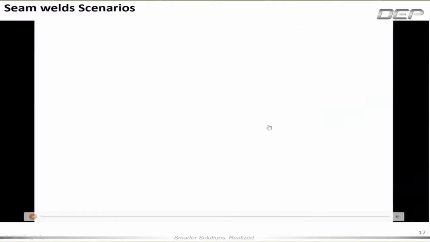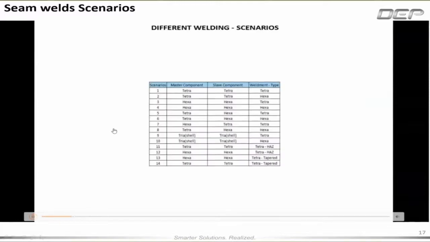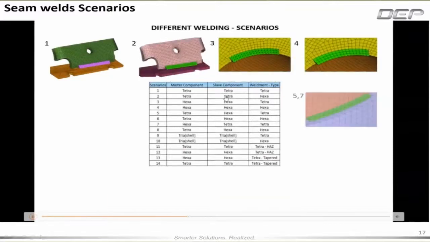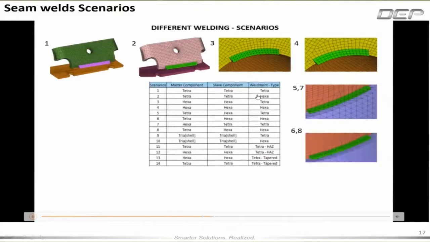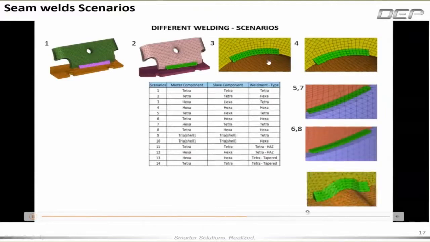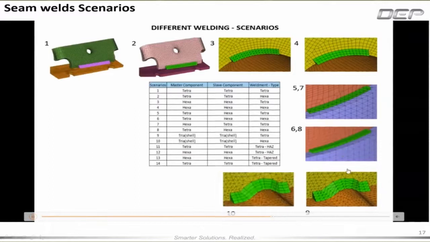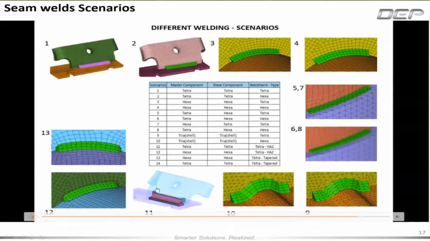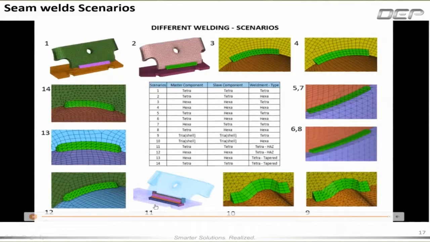Here we wanted to show you how many scenarios we are handling in the weldments, which are the seam weld scenarios for the tetra to tetra component with the tetra weldment, and tetra to tetra component with the hexa weldment. Similar to that, how many types of weldment we can have, which is a hybrid type of weldment, and also the heat affected zone weldments with a set of element sets and node sets attached to it.